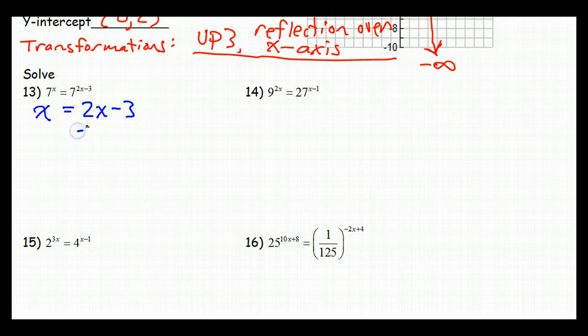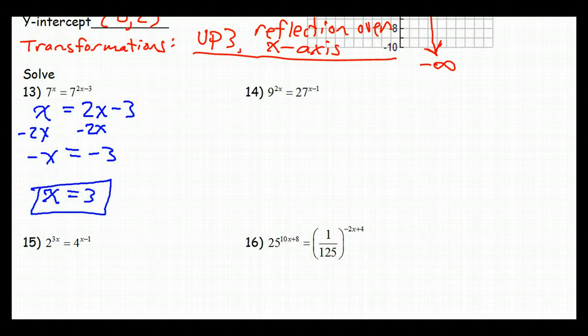All we have to do now is subtract 2x from both sides. That's going to give me negative x is equal to negative 3, which means that x will equal 3. Technically, you could say I divided both sides by negative 1 just now. Now, number 14.